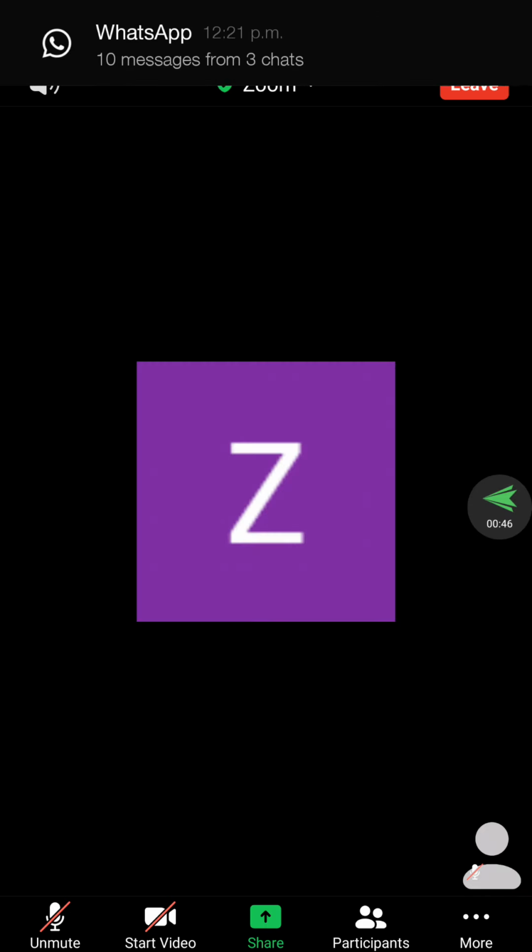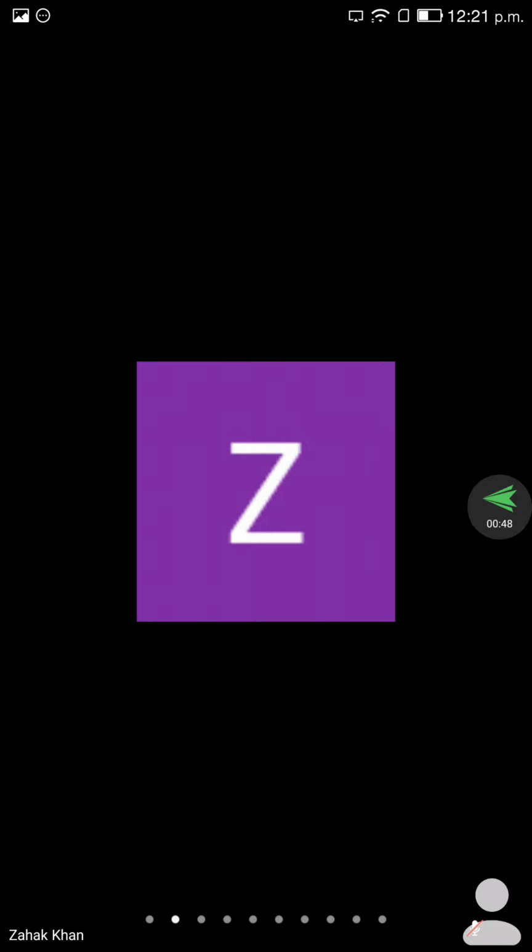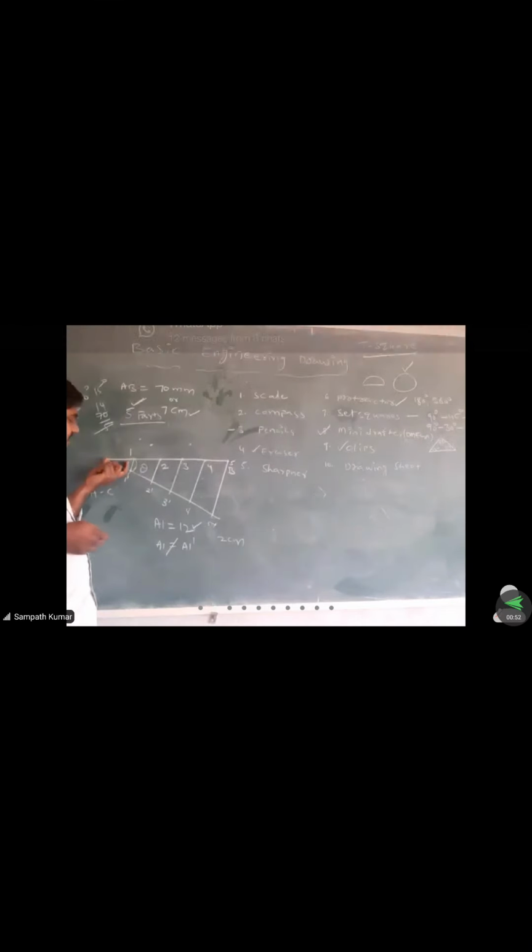A1 dash is equal to 1 dash 2 dash. This will be equal. Here A1 is equal to A2, but A1 is not equal to A1 dash. A1 is not equal to A1 dash. This is very important.